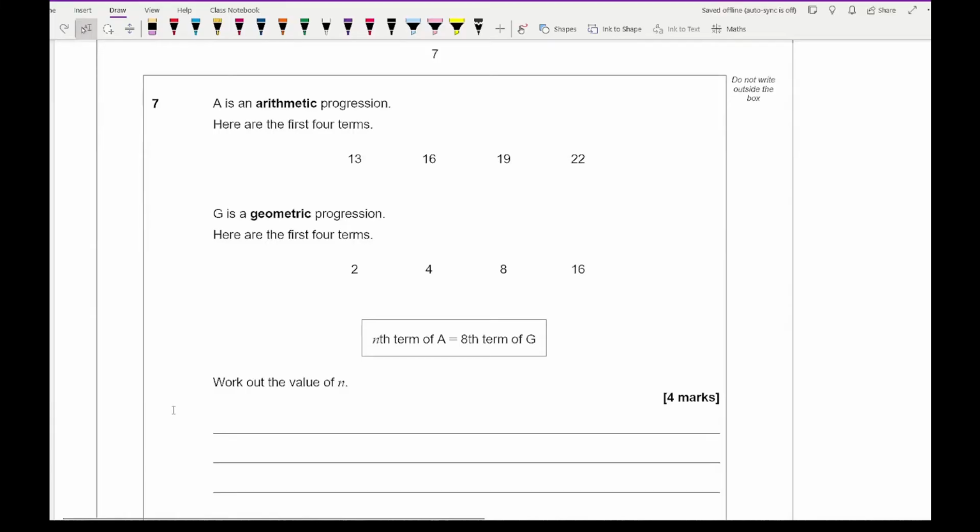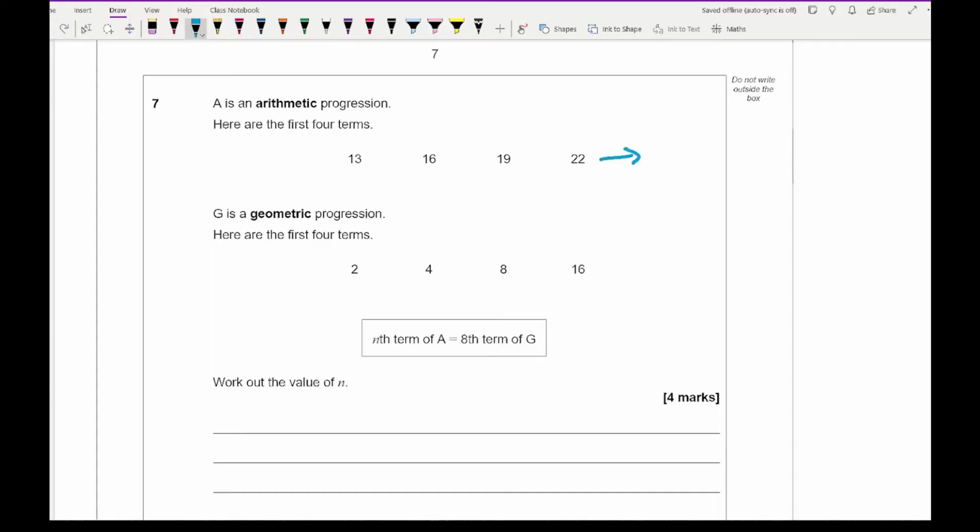Moving on to question 7, it says A is an arithmetic progression. Here is the first 4 terms. G is a geometric progression. Here is the first 4 terms. And the question's telling us that the nth term of A is equal to the nth term of G. Work out the value of n.